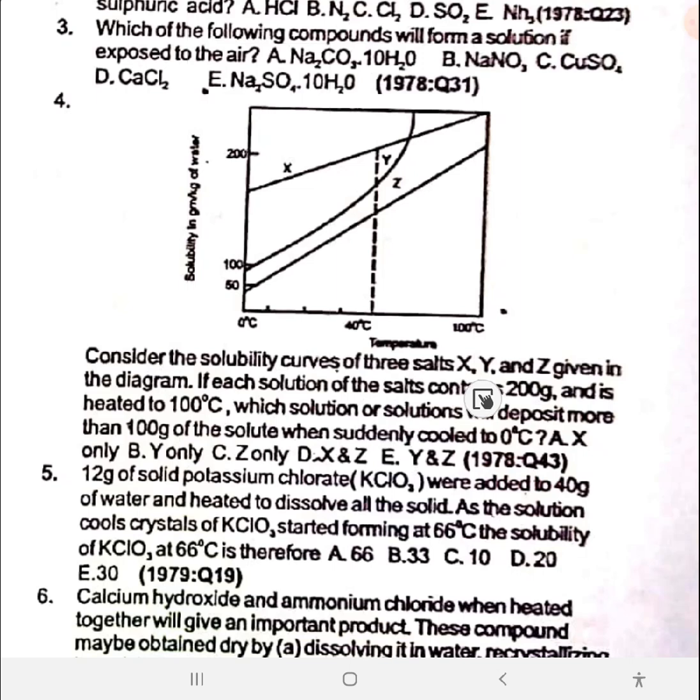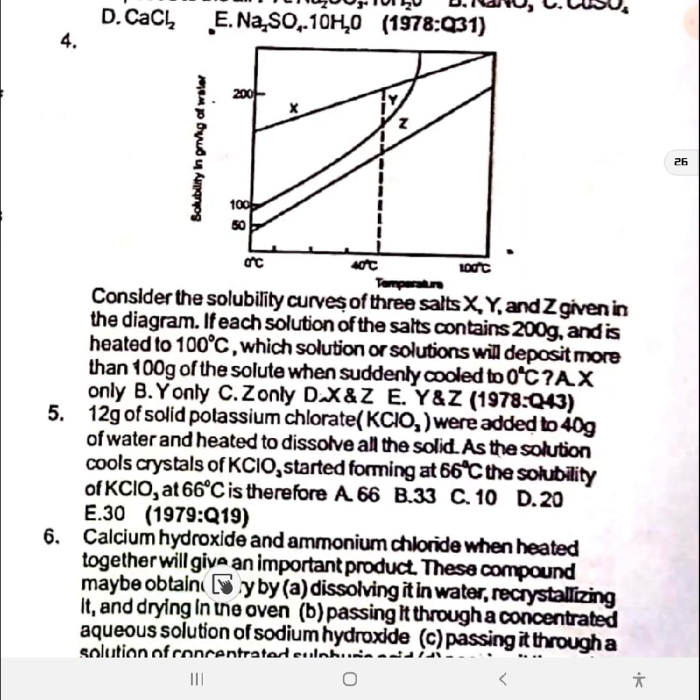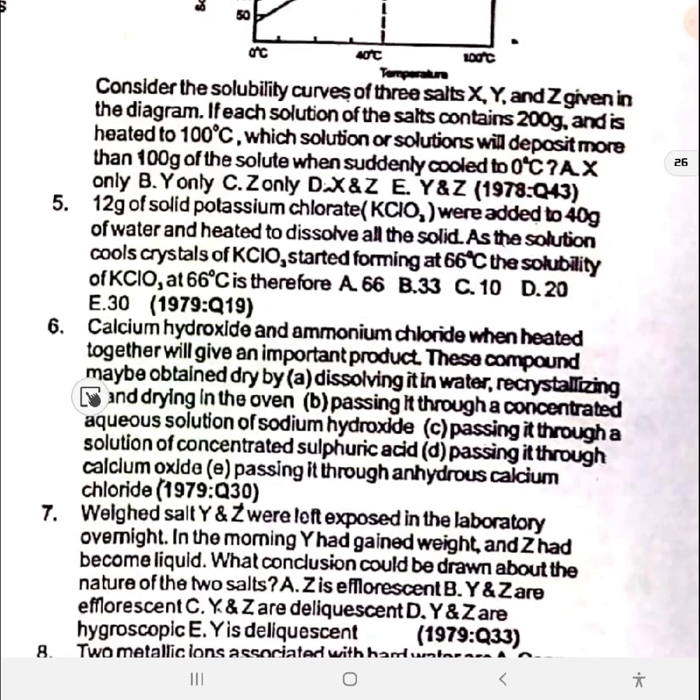Number 4. Consider the solubility curve of 3 salts, X, Y, and Z. I like to demonstrate this with a video. Number 5, calculation. Number 6, calcium hydroxide and ammonium chloride, when heated together, will give an important product. Whenever you react calcium chloride and ammonium, you get ammonia, NH3. So to absorb this, you use quicklime. Number 6, the correct answer is passing it through calcium oxide, also called quicklime, option D.